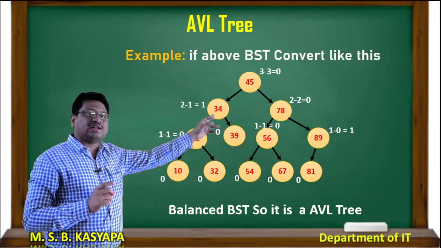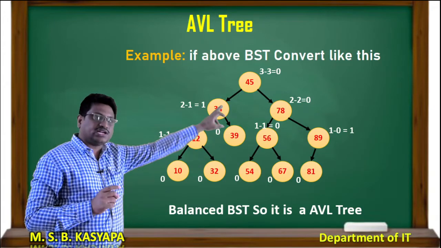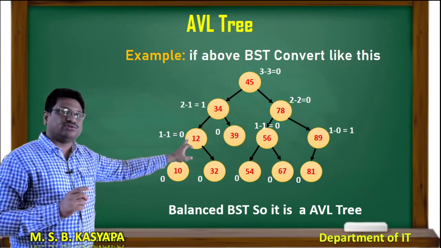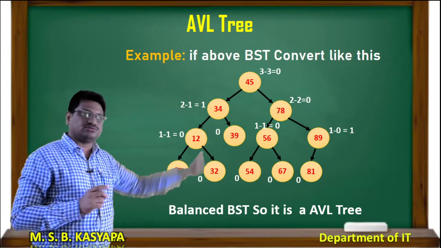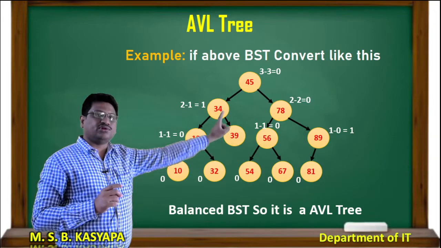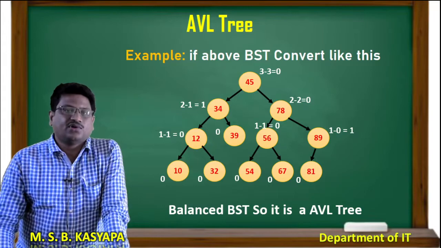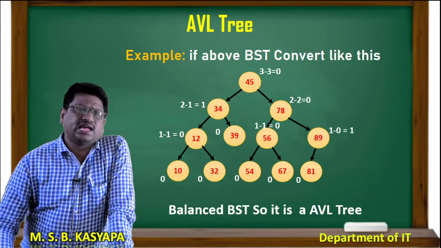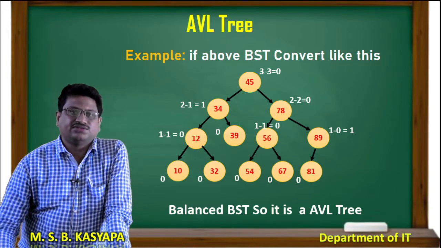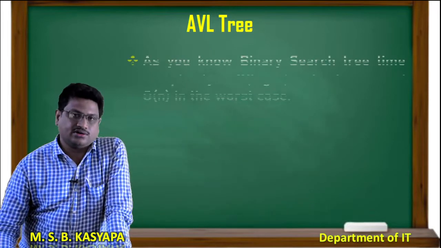So, how to calculate the height? Number of edges in the longest path. If you see the 34, 34's longest path is 34 to 12 to 10 or 12 to 32. So, the number of edges is 2. If you see the 34 here, 34 to 39, only one edge. So, 2 minus 1, that is 1. Okay. Like this, I have to calculate the balance factor for each and every node, and I have to find out whether it is an AVL tree or not.